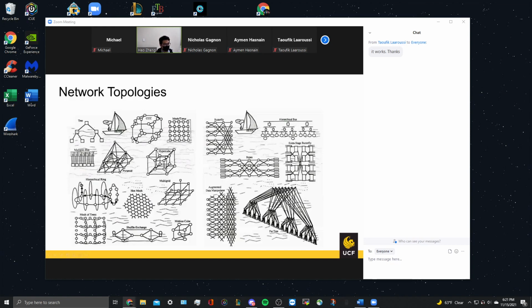So there are lots of topologies, right? So we have a tree, mesh, torus, hypercube, hierarchical ring, hex mesh. There are tons of topologies that can be used to design multi-core processors, or even data centers. But which one is the best, and how do we analyze the performance of these topologies? This is the key.